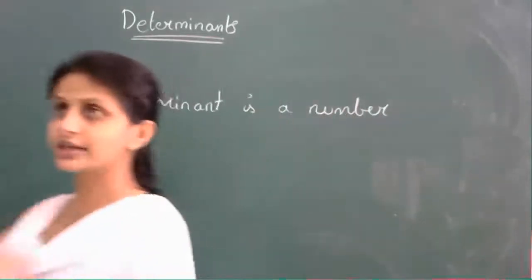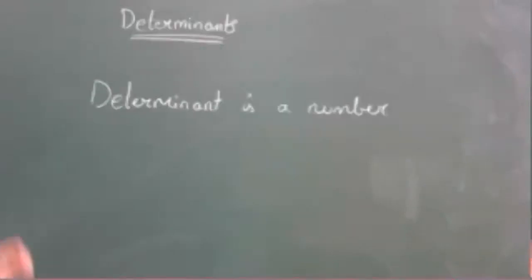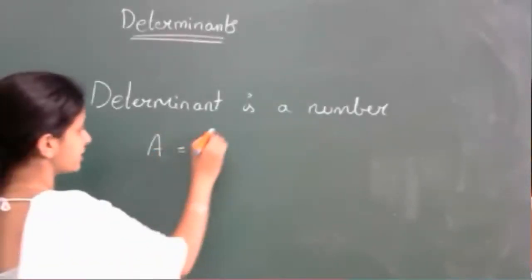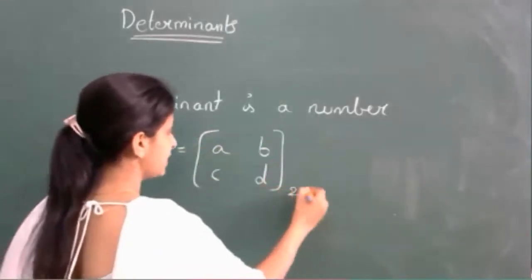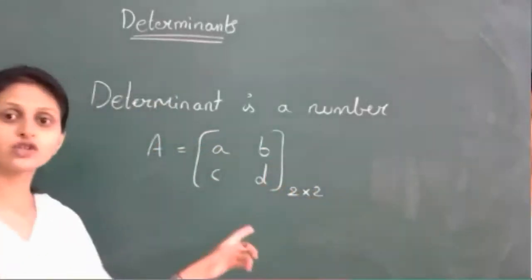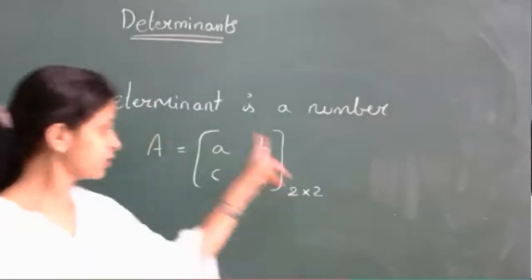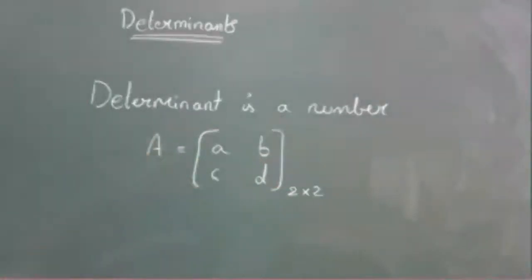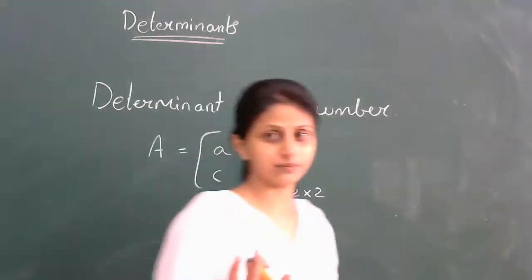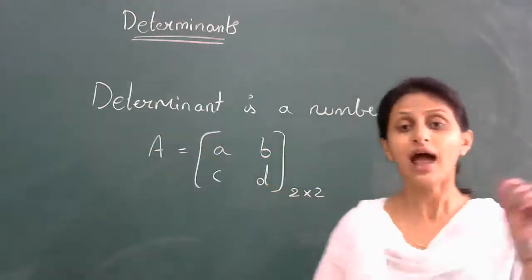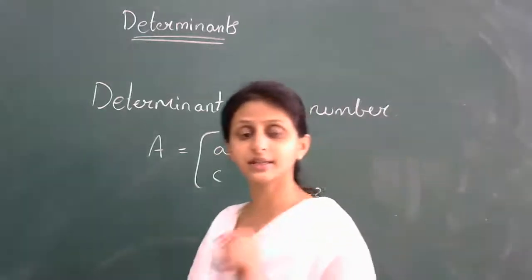Suppose I consider a 2 cross 2 square matrix. I hope you all know what a 2 cross 2 square matrix is. It is a square matrix of order 2. Already we know, students, that a matrix is not a number. A matrix is nothing but an array.